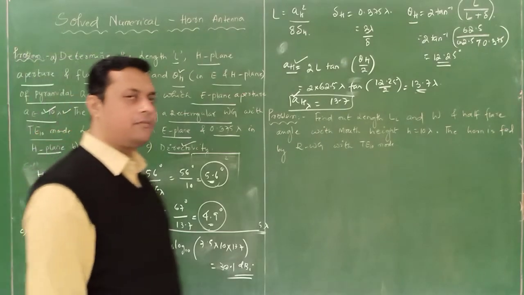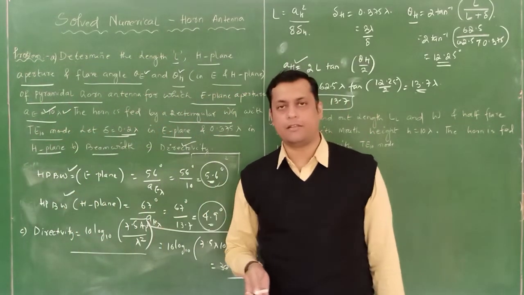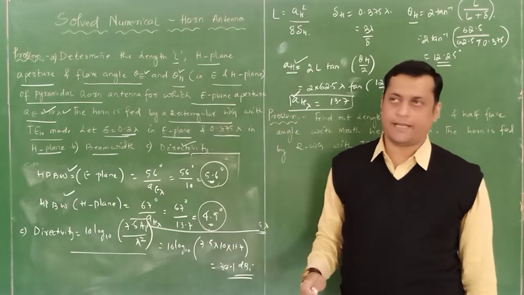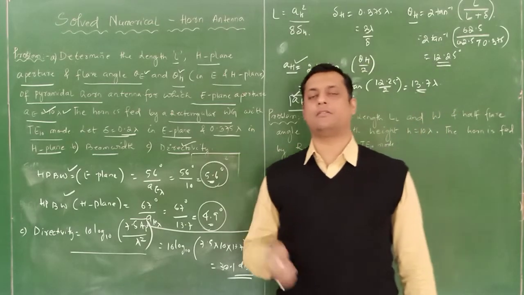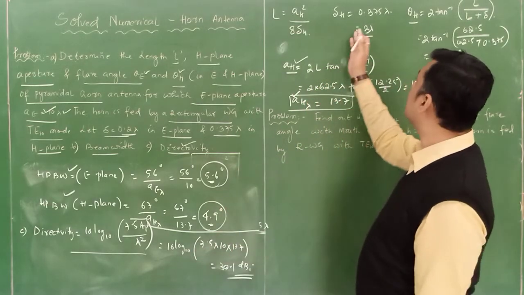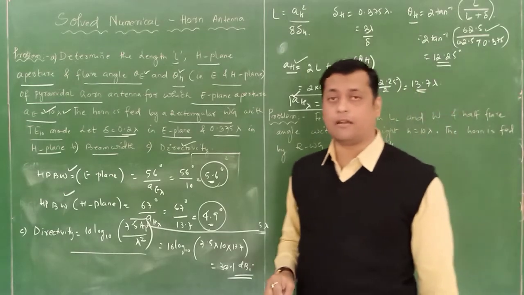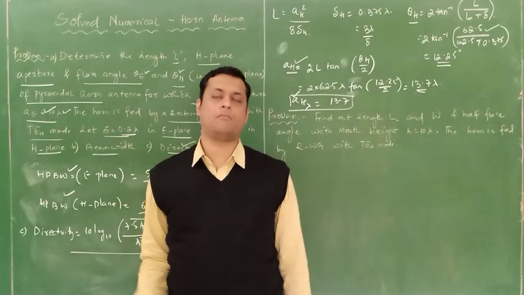So with the help of this sort of relation, we can identify the half power beamwidth for the flaring angle of E plane and H plane. Flaring angle also we can calculate, even the aperture also we have identified. But the length remains as it is. Length is how much? We have calculated 62.5 lambda. How have we calculated it? With the help of this. Okay. So this is one form of question.